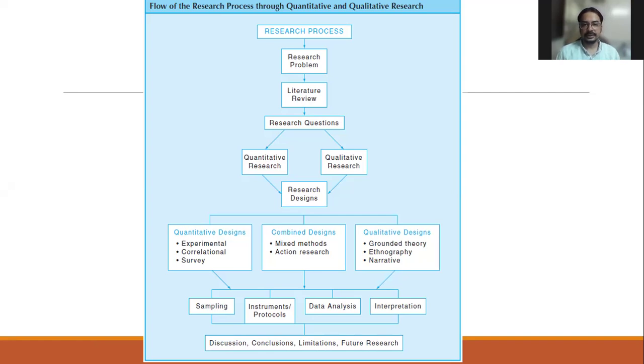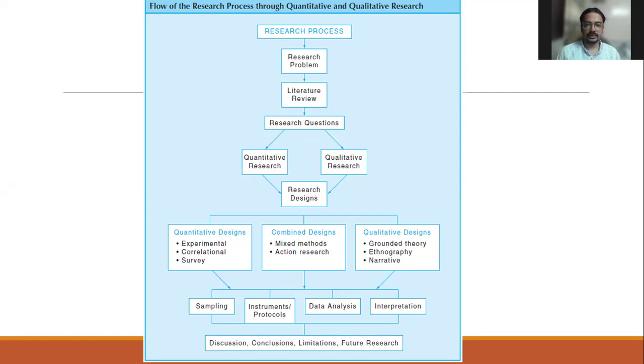So it is divided into two parts, quantitative research and qualitative research. These are both research designs. So the research designs are mainly divided into two, quantitative and qualitative design. And then we have a third method, which is the mixed method.